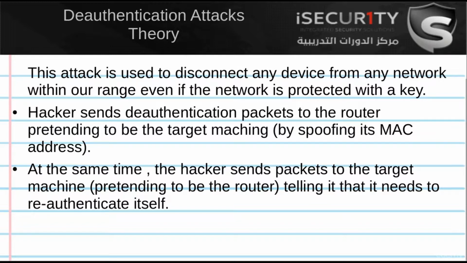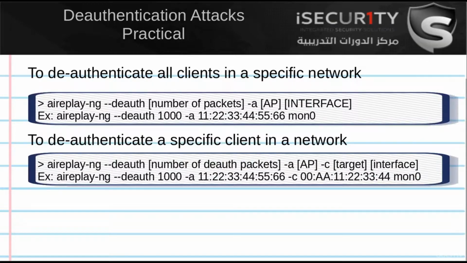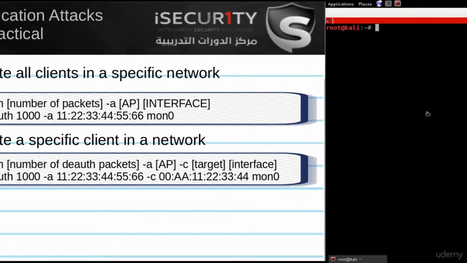So we're going to pretend to be the target client and tell the access point that we want to disconnect from you, and then we're going to pretend to be the access point and tell the client, you need to re-authenticate yourself. When we do that, the connection is lost. We're going to use a tool called AirPlayNG to do it. So let's see how we can do that.